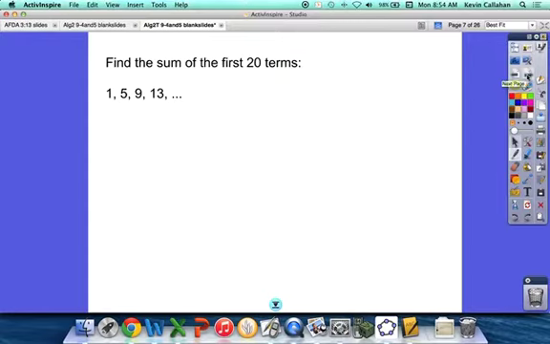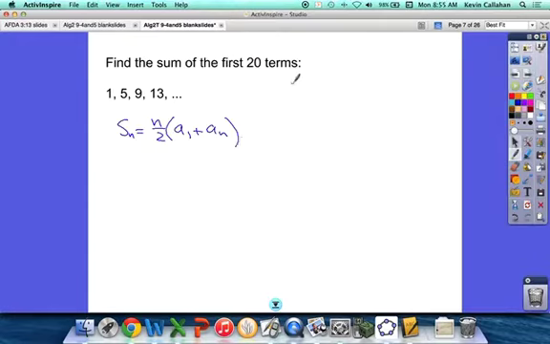Now, what if you have a sequence like this? You want to add up the first 20 so you know what the n is. You could see the first term and you could see the common difference, but you don't know the last term. How would you add that up? And the answer is, we're going to use our formula. Sn equals n over 2 times a1 plus an. Now, we know the n and we know the a1, but we don't know the a20. So we use the formula for a sub n.